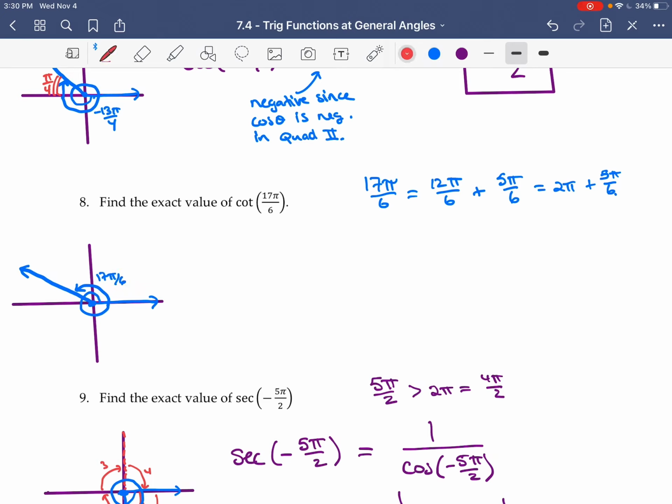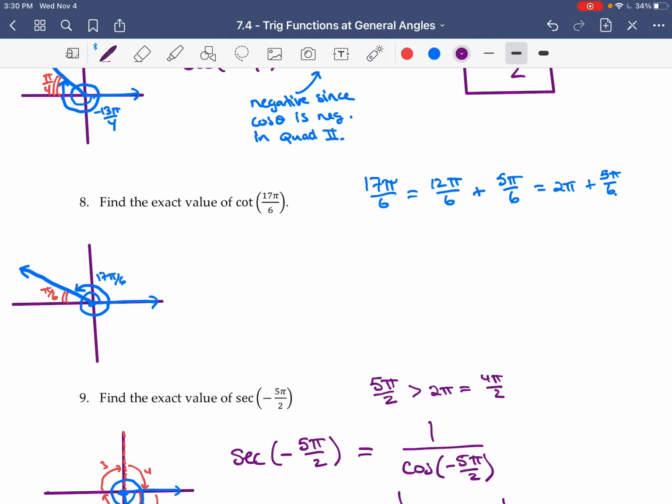Okay, so now how close was I to getting pi, while I was pi by 6 away? Okay, so if I added a pi by 6 there, I would have had 6 pi by 6, and then I would have had pi. So my reference angle is pi by 6. Now in this quadrant, cotan, so tan is negative.